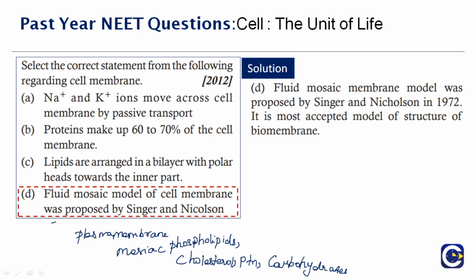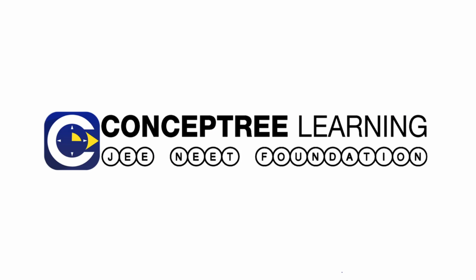Plasma membrane, if you see, will range from 5 to 10 nanometers in thickness, and this fluid mosaic membrane model was actually proposed by Singer and Nicholson. So out of the 4 options, the correct option is option D. So by now we have completed part 3.